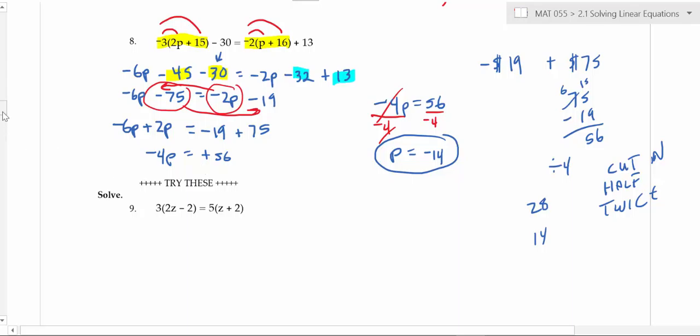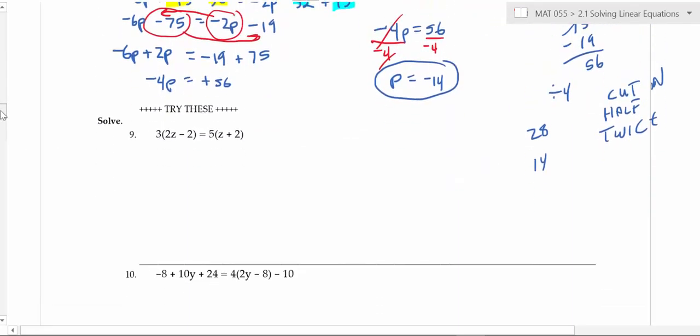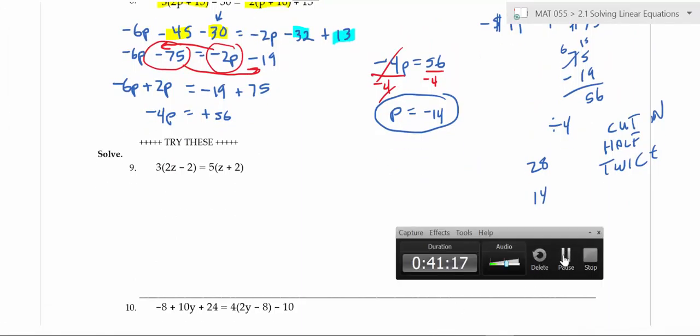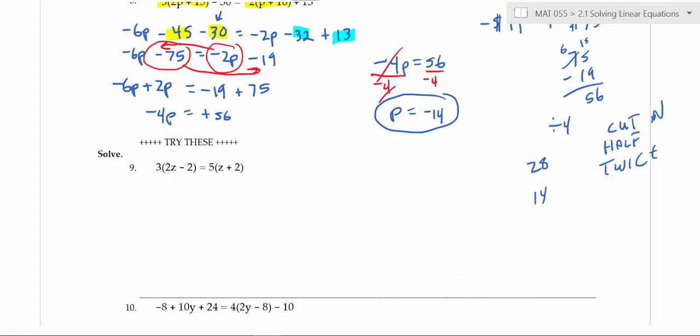Okay, so what we're going to do next here is do a couple of problems. I'm going to let you do number 9 and number 10. So I am going to pause my recording for a minute. Okay, so let's see how we did.